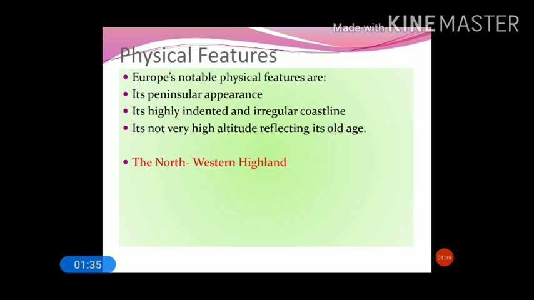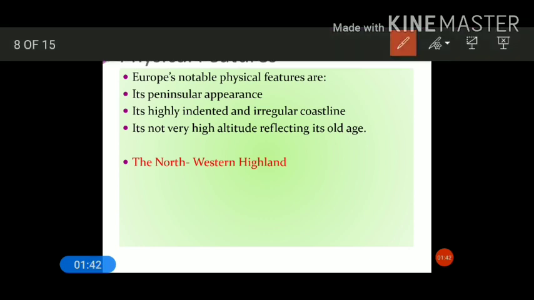Now it has highly indented and irregular coastlines. The coastline of Europe is totally indented, meaning broken, and it is irregular, due to differential glacial erosion or the impact of the waves. So the coastline of Europe is irregular, or you can say indented.